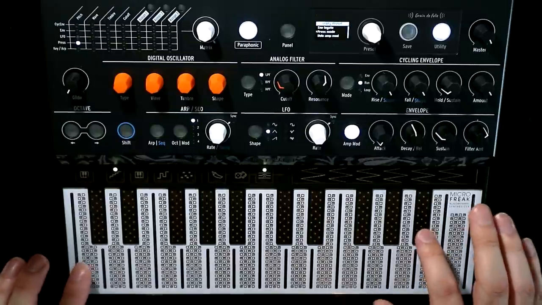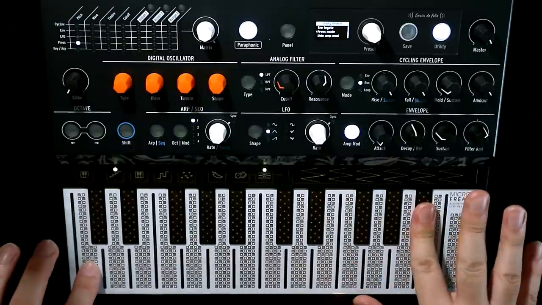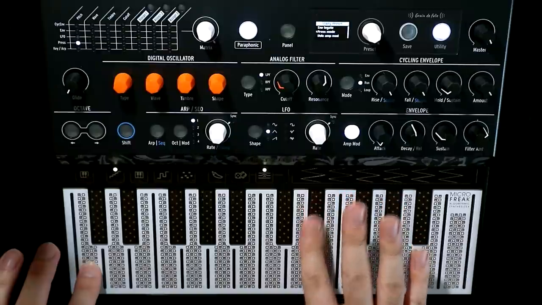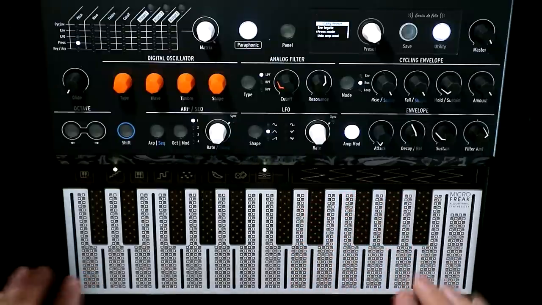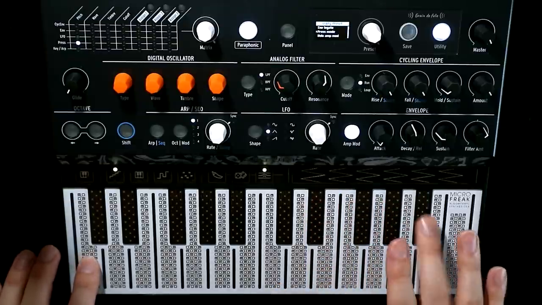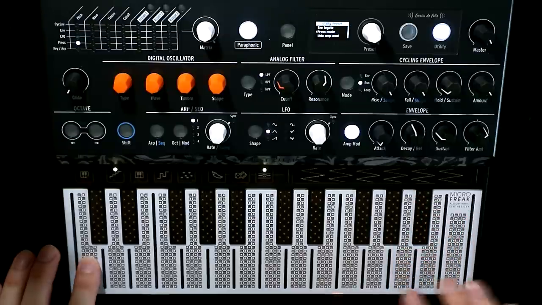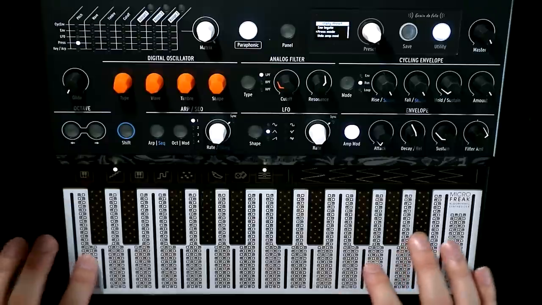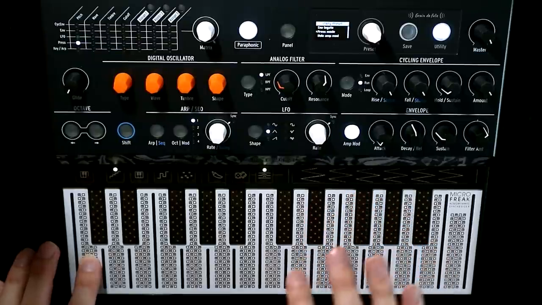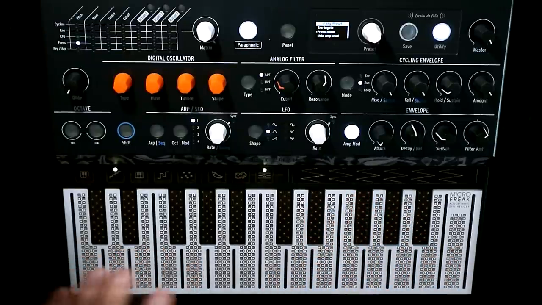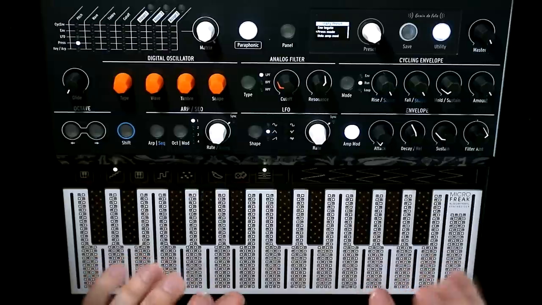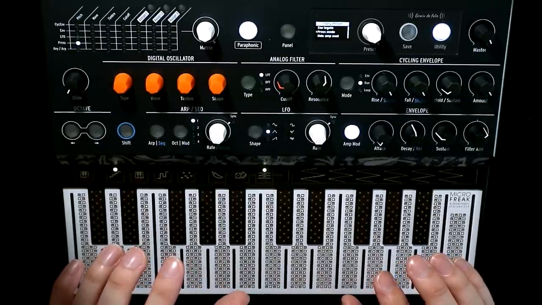So we can do this by playing carefully. We can do these sort of half resolution things like. You probably have to be a better keyboardist than me. Now that's going to get tricky as soon as you use more than two fingers, I suspect. But it might get really interesting if we move to a way of sequencing the velocity.